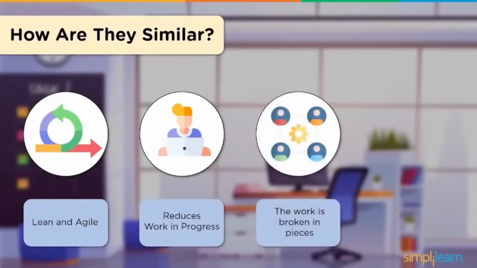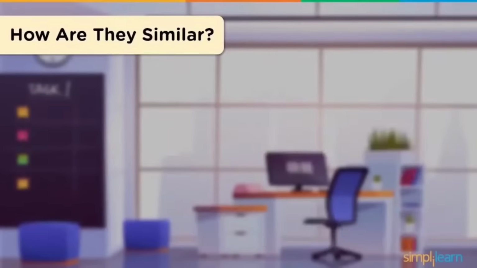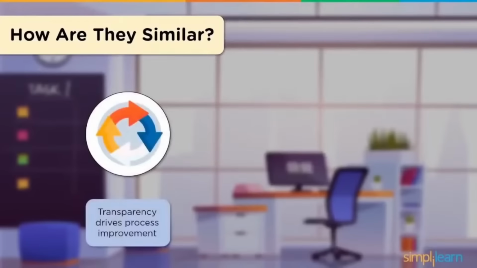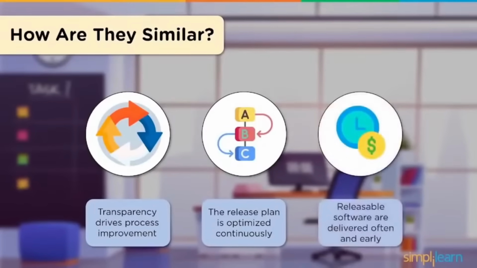In both cases, the work is divided into smaller, more manageable units. Both of these frameworks use pull scheduling. Now this means that products are only built based on demand rather than forecasts. Transparency plays a major role in both these frameworks by helping them drive process improvement. And in both cases, the release plan is continuously optimized. And finally, both these methods aim to deliver releasable software often and earlier than expected.